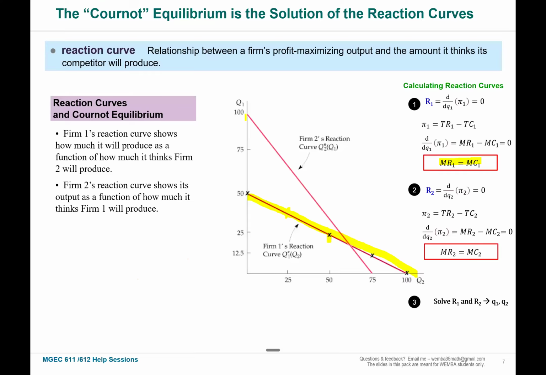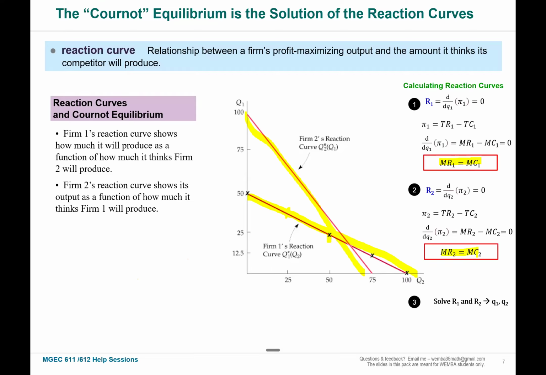Similarly, firm 2 is developing their own reaction curve. A reaction curve for firm 2 means that it anticipates how much it should produce by assuming what it thinks firm 1 will produce. So both the firms are now trying to anticipate each other's production. And this equation for firm 2's reaction curve is given by MR2 equal to MC2.